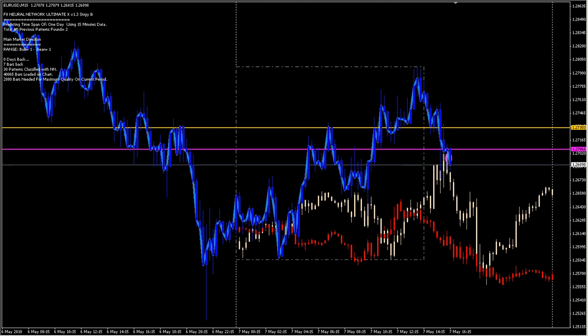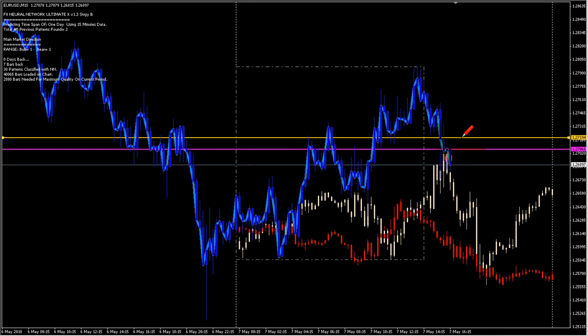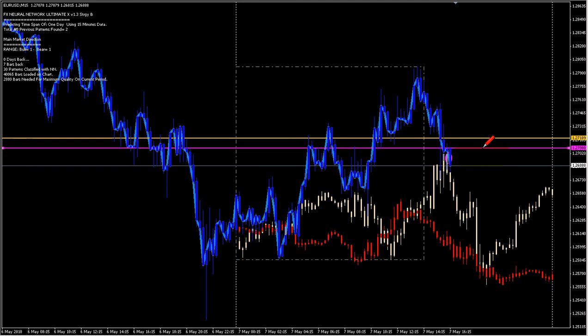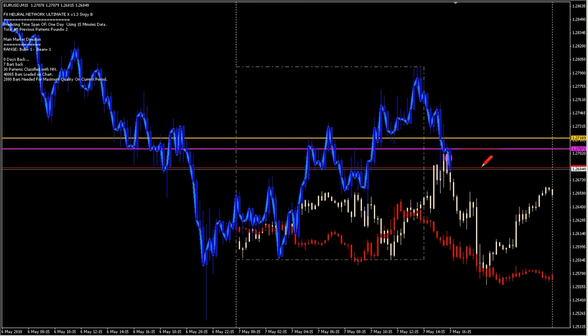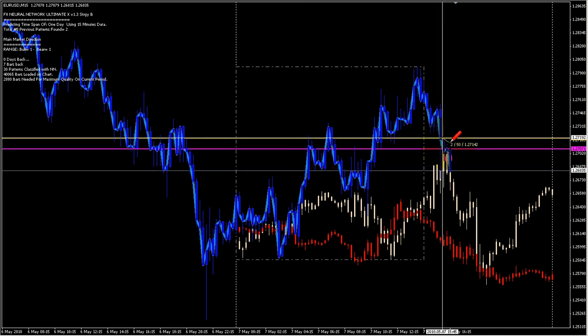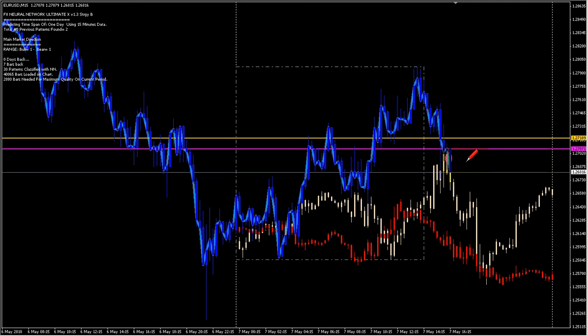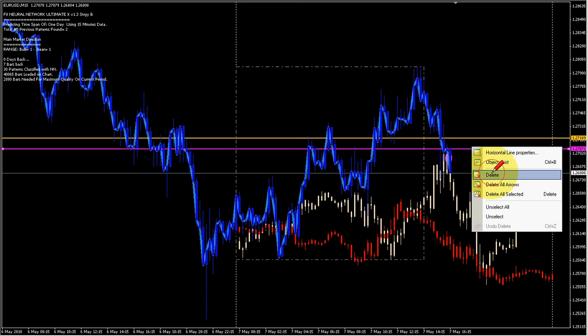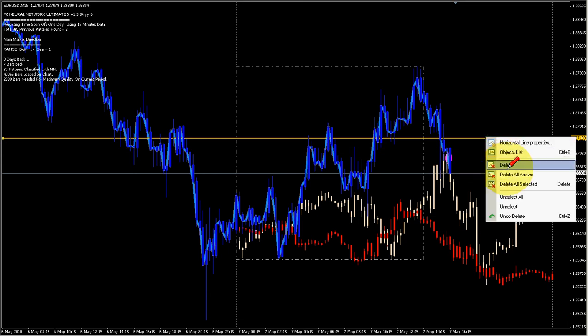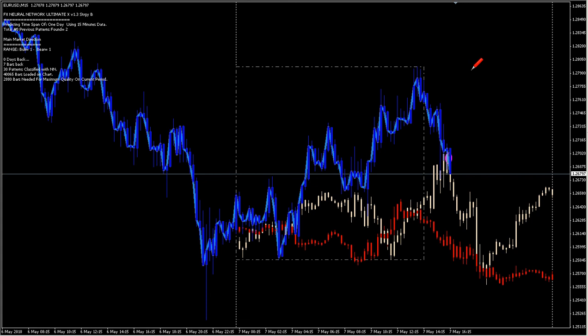The other short was a 127.19 entry, about there, and the exit on that one was 127.07, which is about there. That worked out just fine, and that was about 12 pips. All right, so that was a short trade on the Euro USD on non-farm payroll news.